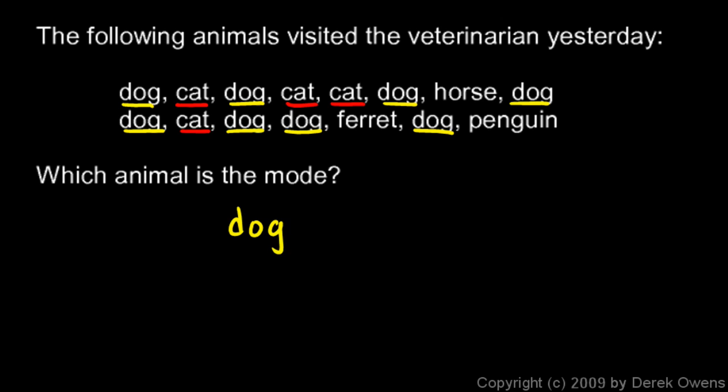Now, you don't often hear a vet using this term, but he would certainly use this concept. He would want to know what type of animal he's going to be treating the most and would be prepared for that accordingly. The mathematician would use this term, the mode, to refer to this concept. Out of a list of things, the number that appears the most is the mode, or the thing that appears the most number of times is the mode.